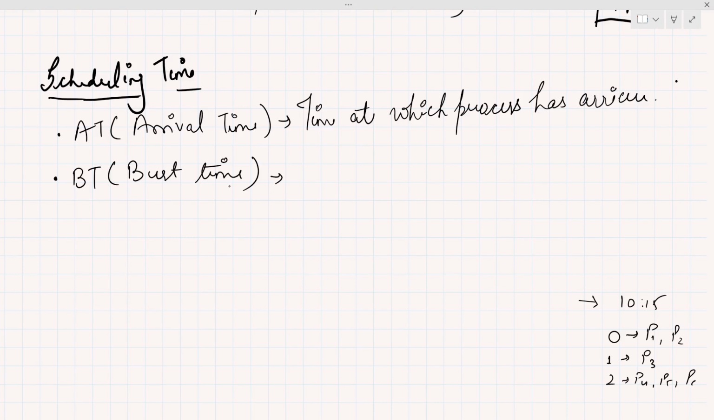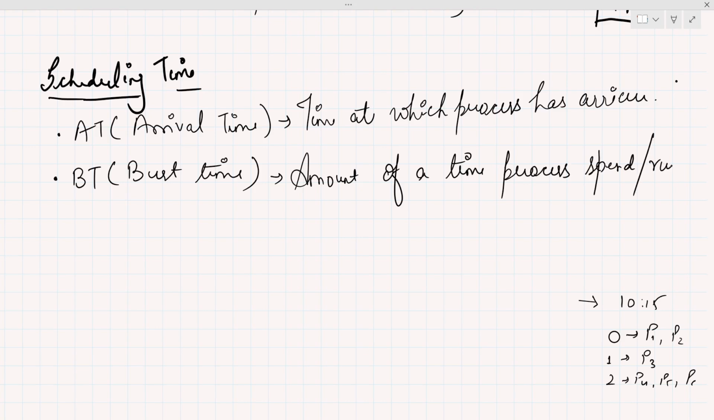Burst time, or you can say service time as well. What is the meaning of burst time? Burst time is basically the amount of time a process runs on a CPU, the amount of time the process is spent on a CPU. What does this mean? This is a very simple line.